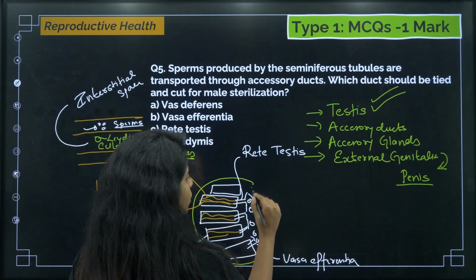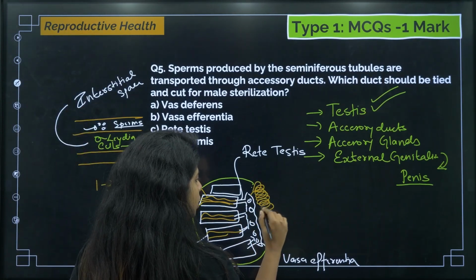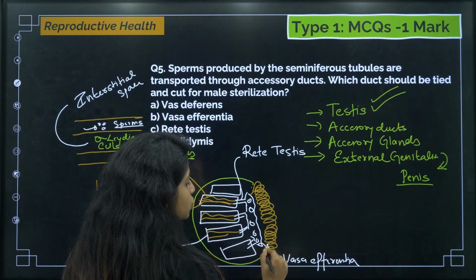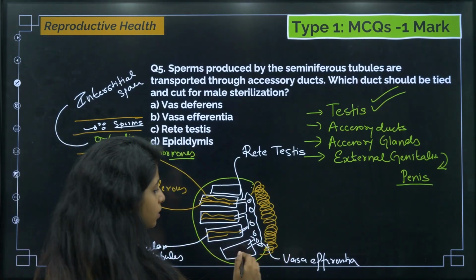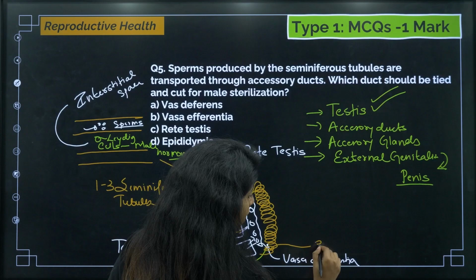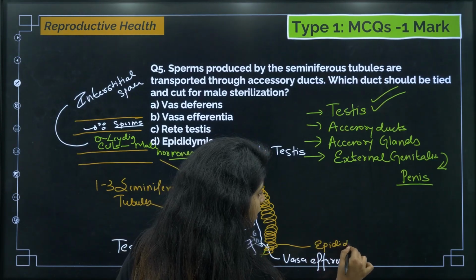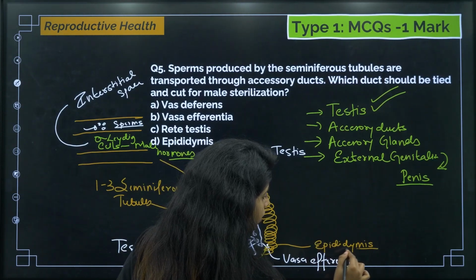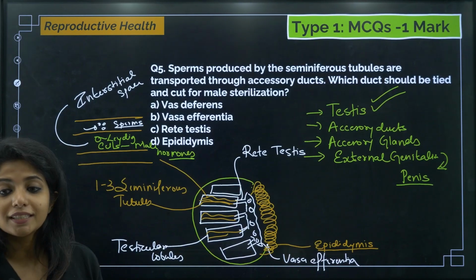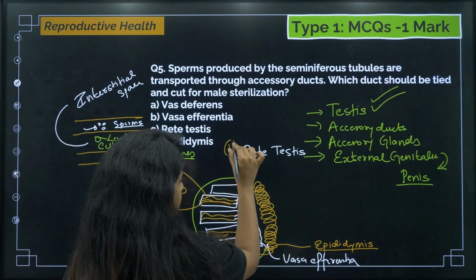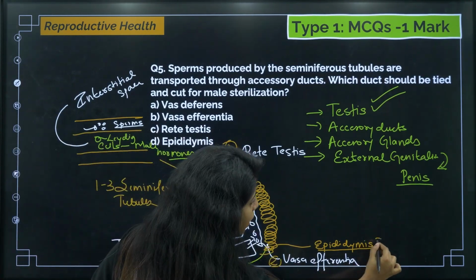So basically that moves out of the testis and forms something like this. It is a very coiled structure. If I open this coil, it will be around 6 meters long. This very coiled structure you call this as epididymis. What do you call this? Epididymis. Remember, I am talking about the accessory ducts now. So this is the first duct, this is the second duct, this is the third duct.